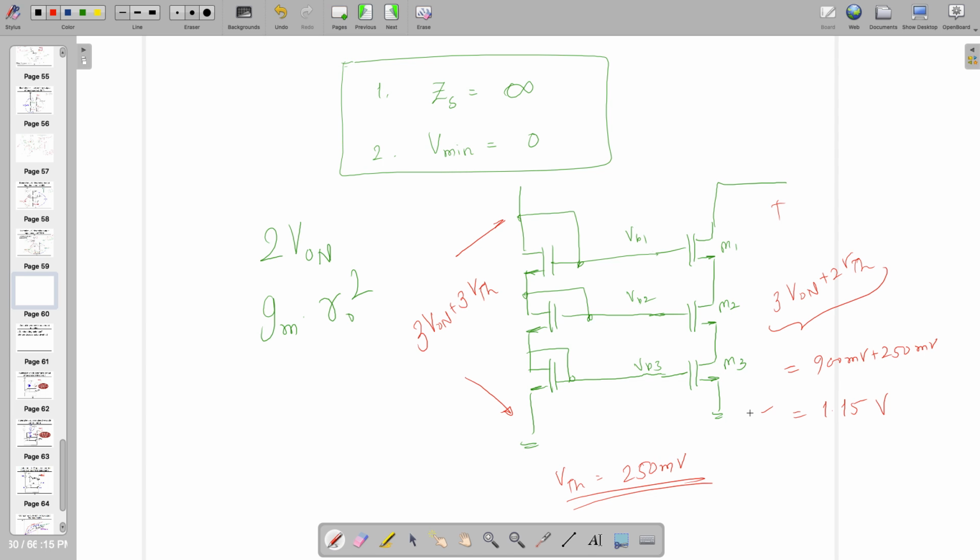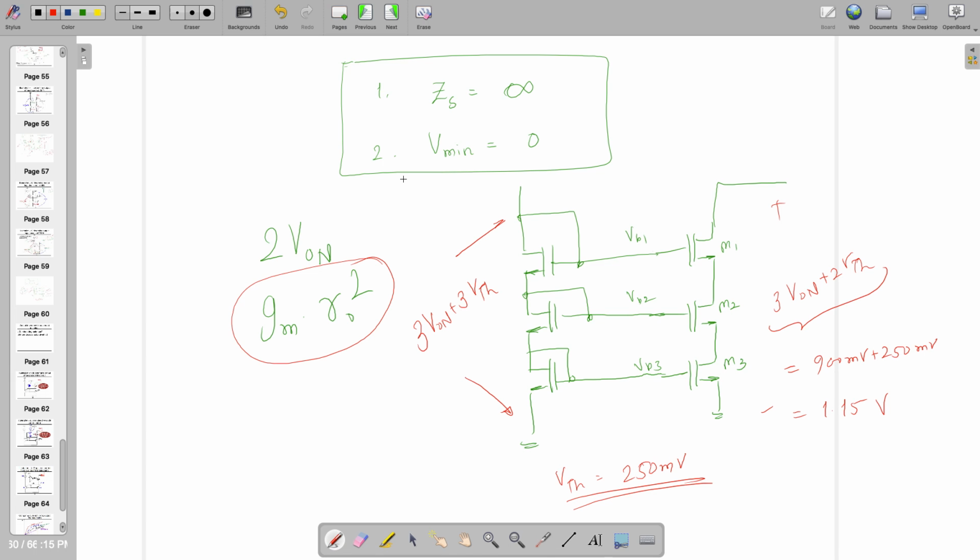And if your supply voltage is 5 volts, things are fine. But if you are working at 1 volt or the latest technology, this cascading business doesn't work because your headroom is limited. There is no point in adding so many transistors in cascade and achieving very high impedance at the cost of a V minimum potential which is not zero. Now it's reaching your headroom.